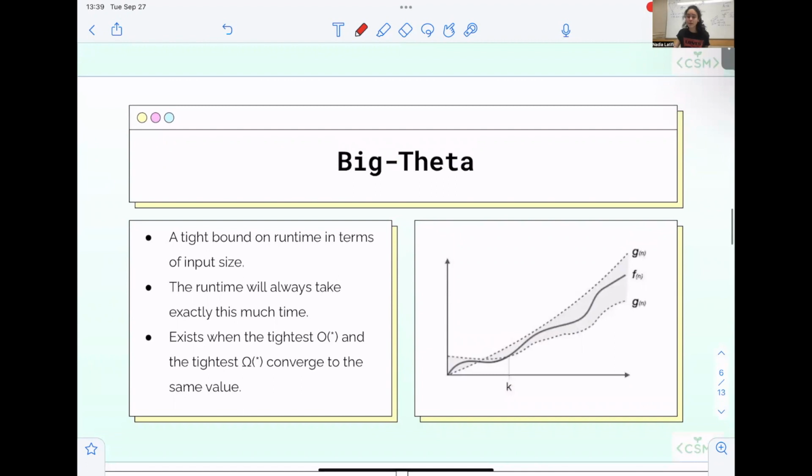Now, how about big theta? Big theta is a tight bound on runtime in terms of the input size. The runtime will always take exactly this much time. Now, big theta only exists when the tightest big O and the tightest big omega bound converge to the same value, okay? So we're seeing that right here, where this is our lower bound, and this is our upper bound, and they are converging to the same value. So we have a big theta.